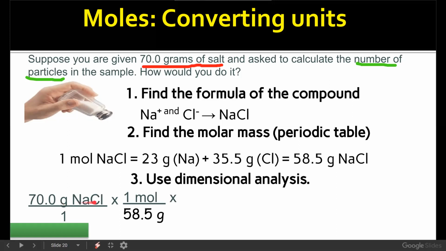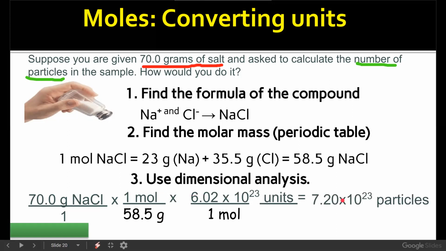So we have 70 grams of sodium chloride. We're going to get rid of the gram units and cross it out, and then have our moles here. We're then going to multiply by Avogadro's number over 1 mole, because we want to cancel out that mole. This is all multiplied together on your calculator. So you multiply 70.0 grams times 6.02 times 10 to the 23rd units times 1, and then divide that by 58.5 grams. This is going to end up with something in your calculator like 7.20 times 10 to the 23rd.